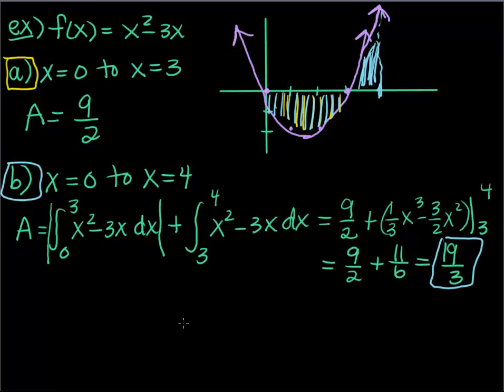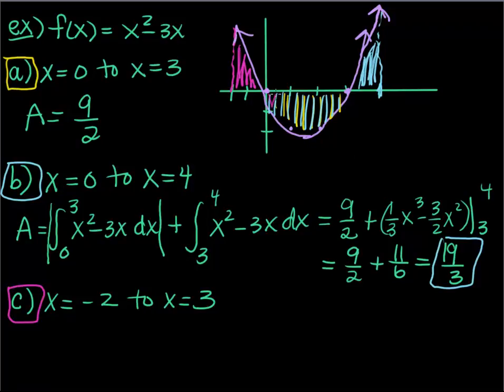Okay. And then the last one, we'll just set this one up and then I'll let you finish it. What if we wanted x equals -2 to x equals 3? So again, we get kind of the same thing where I have some of this that is above the x-axis and some of it that is below. So now I want this area right here. So this is going to be part C. And then I want, again, all of this until 3. And so how would we set this up?